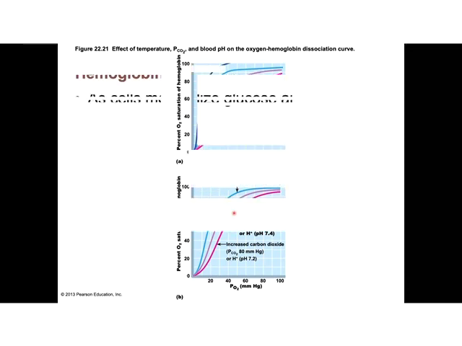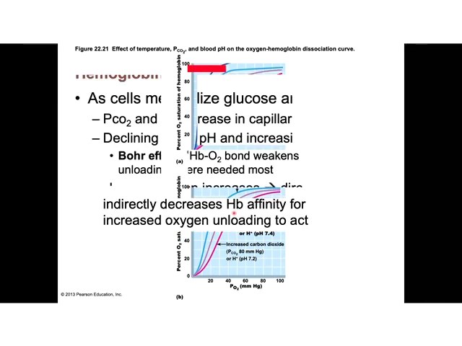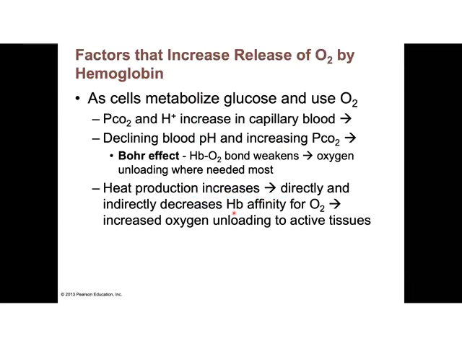Okay? So there it is, right? CO2 and proton levels go up, declining blood pH and increasing CO2 levels produce the Bohr effect, where the hemoglobin oxygen bond weakens and the oxygen gets coughed up. Heat production increases, and that indirectly decreases hemoglobin affinity and releases oxygen to the surrounding tissues as well. Okay, so those are major players. All right, and those are inherent effects of the properties of hemoglobin. Right, that's in its genetic information, and that's exactly what we want out of an oxygen-carrying pigment.